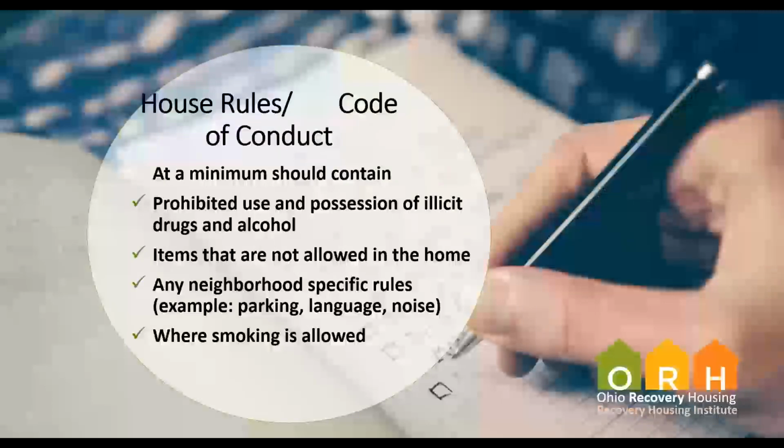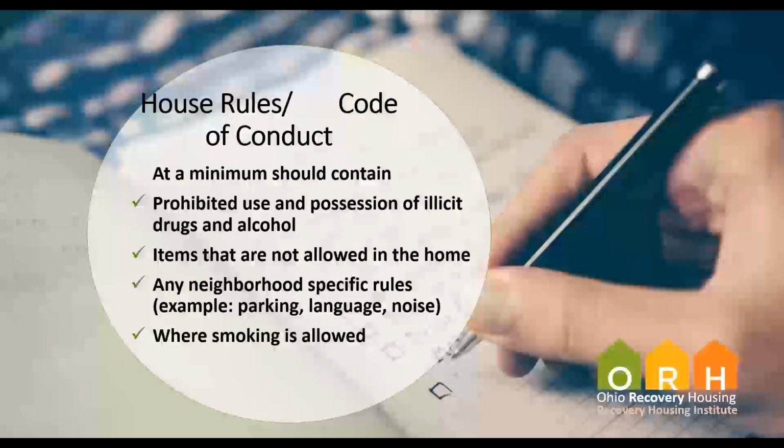Okay, so now that we have discussed resident rights, we can discuss house rules and codes of conduct. At minimum, this code of conduct should clearly state that the use and possession of illicit drugs and alcohol is prohibited. And I know sometimes people will turn in resident house rules, codes of conduct to us, and nowhere in it is any statement about prohibited use of illicit drugs and alcohol, or residents agreeing not to use illicit substances or alcohol. And I ask them about it, and people will tell me, well, it's a recovery house, that's obvious.